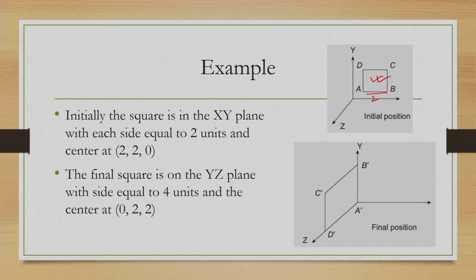And the center is given as 2, 2, 0. The final square is on the yz plane with each side equal to 4 units and the center is now at 0, 2, 2. Now, these lengths and centers can be found out by the coordinates of the vertices.